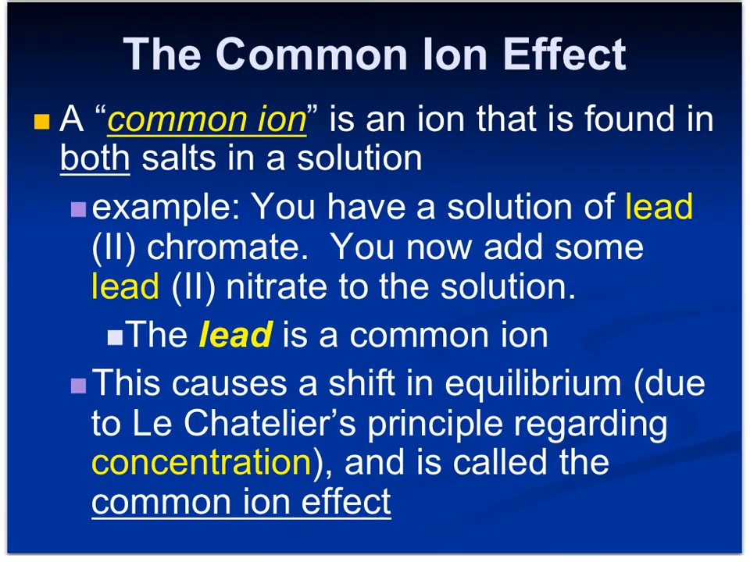So finally, I wanted to mention this common ion effect. This is something that can happen if two substances are going to have the same ion in solution. And if you remember back to Le Chatelier's principle, the idea was that if you were adding more of a reactant, it was going to shift your reaction towards the products, or if you added more of the product, it was going to shift it towards the reactants. So here's an example of what can happen. It says here that a common ion is an ion that is found in both salts in the solution. So if you have a solution of lead chromate and you add some lead nitrate, lead is going to be your common ion. This causes a shift in the equilibrium due to the Le Chatelier principle regarding concentration, and it's called the common ion effect.